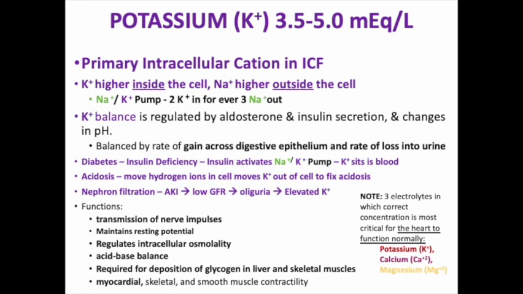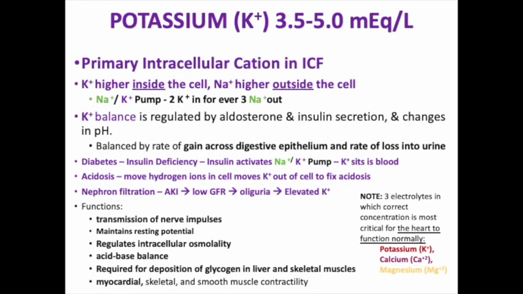With nephron filtration, with acute kidney injury, you're going to have a person with low GFR, glomerular filtration rate. This is going to lead to oliguria, or little to no urine. Therefore, we're going to see an elevation in potassium.